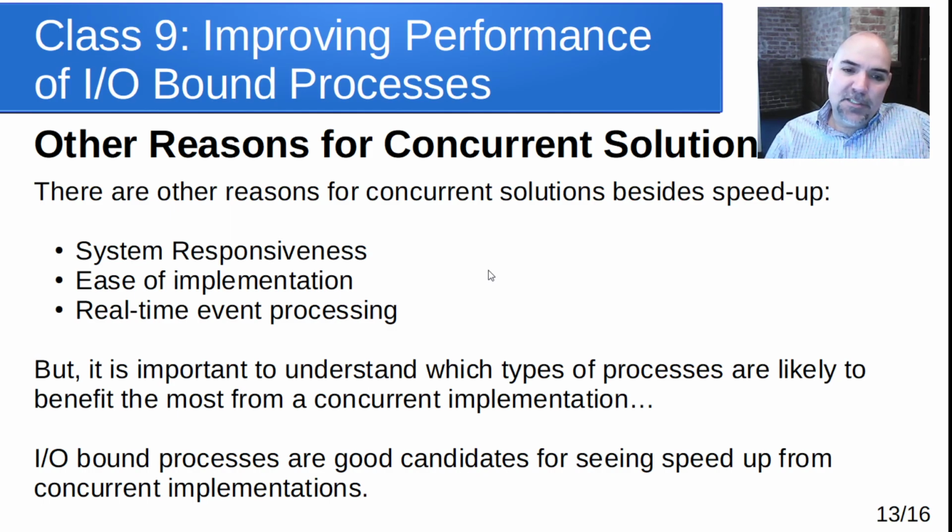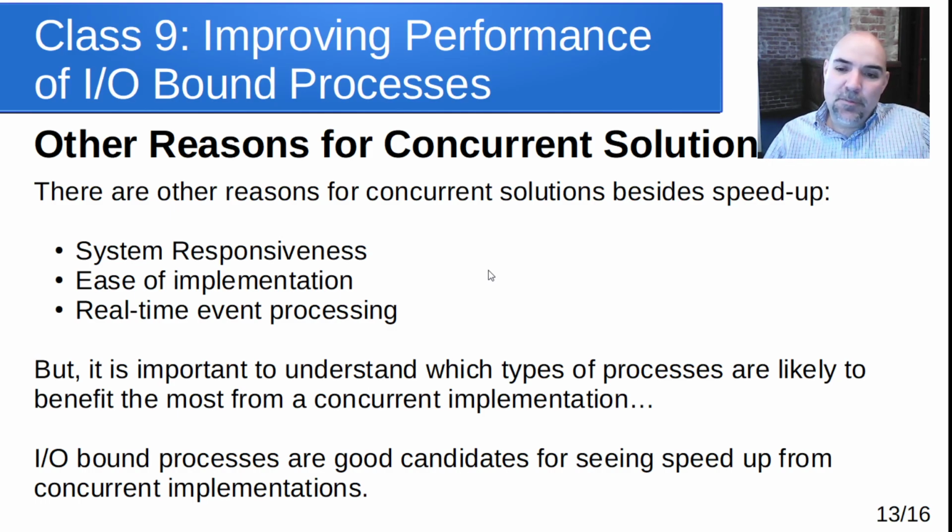Also, ease of implementation. Sometimes it's easier to implement something with a concurrent solution, and also for real-time event processing, where some event happens and we need to take action based on that event. Like, for example, a vehicle system with the airbags in your car. When you're in a crash, you want the airbags to go off quickly as a real-time event before you're out of the car, rolling around, flying through the air or whatever, and landing on the pavement. So that's a case where an event happens, it has to have an immediate reaction to it, and concurrent solutions can help with that.